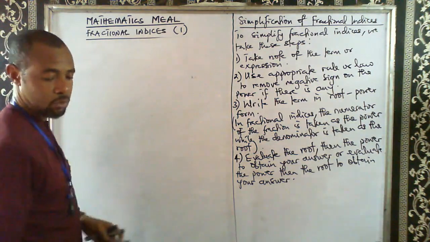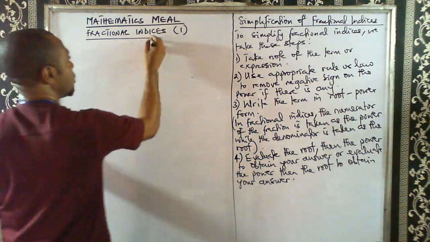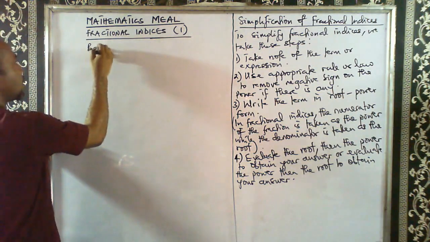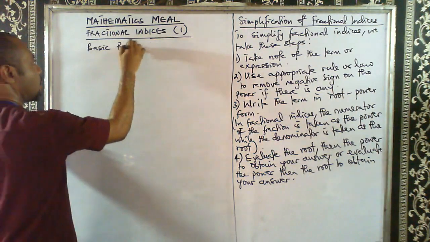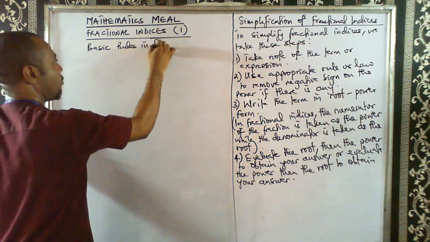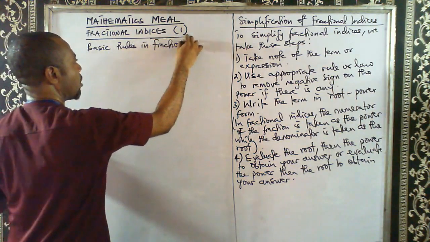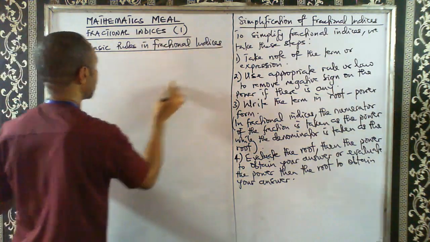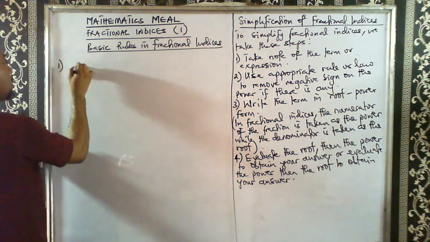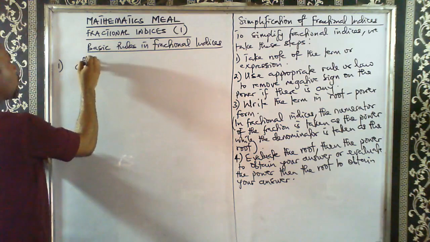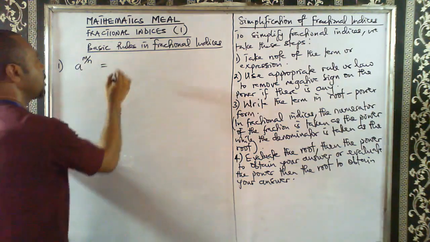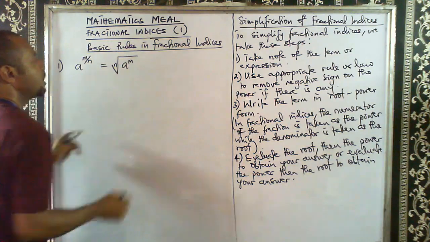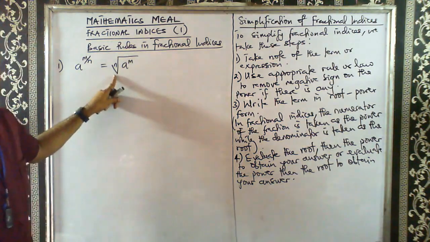Basic rules in fractional indices. What are these basic rules? Rule number 1: a raised to the power m over n is the same thing as the n-th root of a raised to the power m. That's what we mean by the root power form.